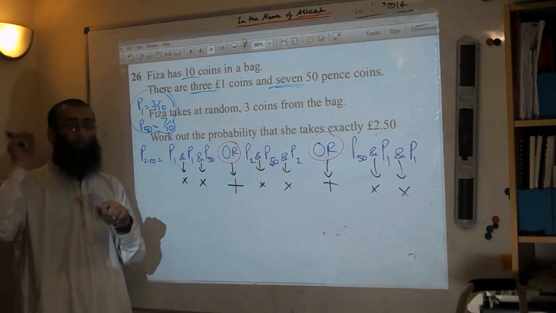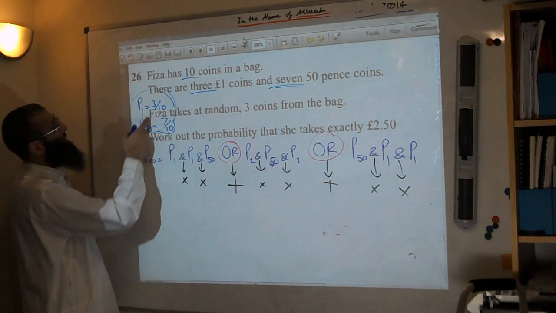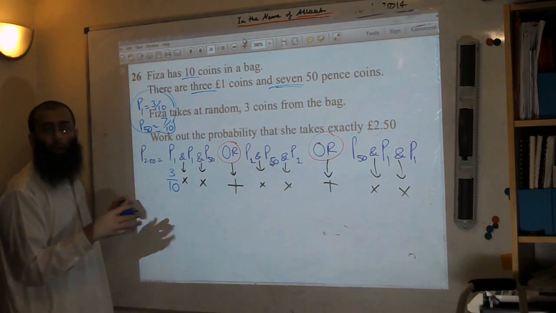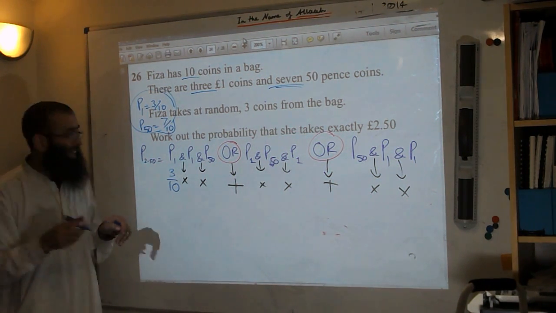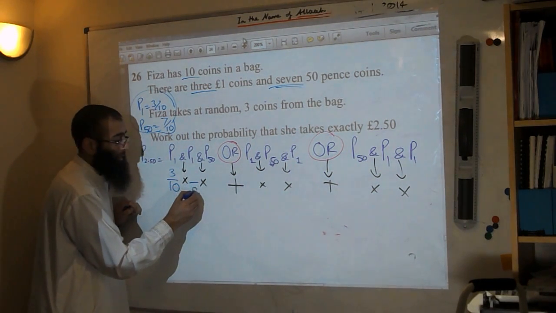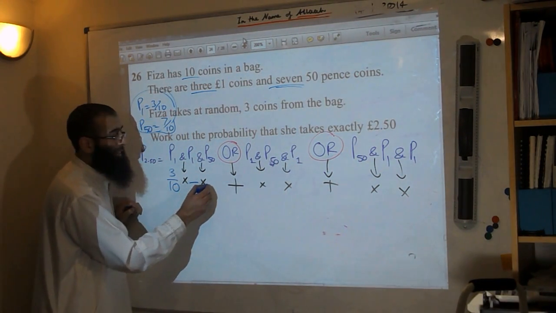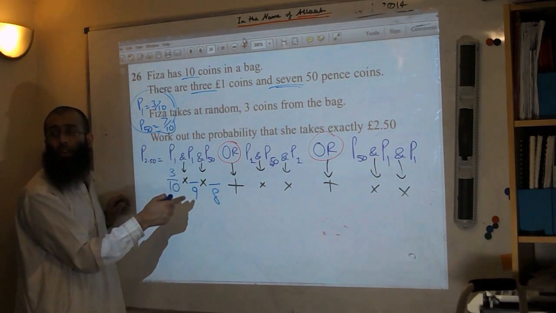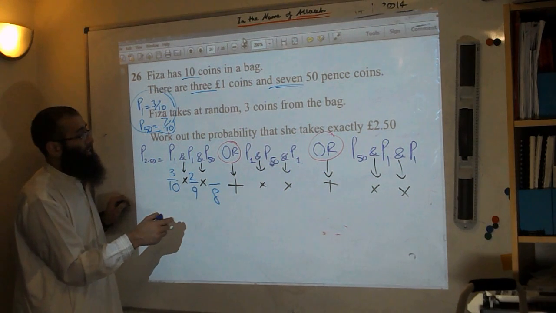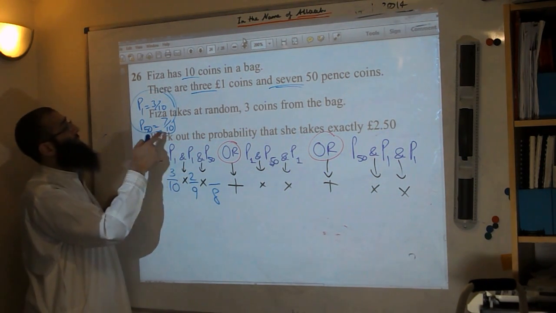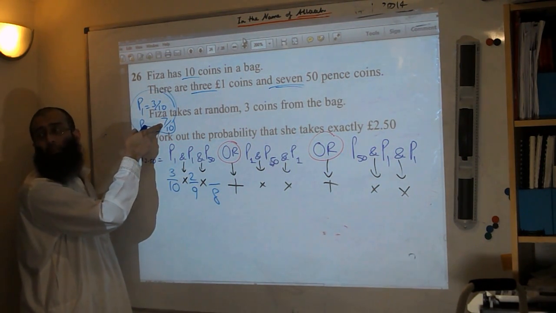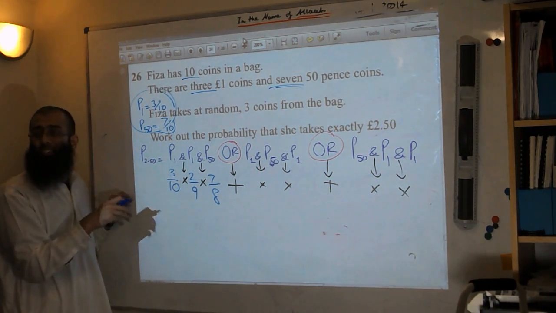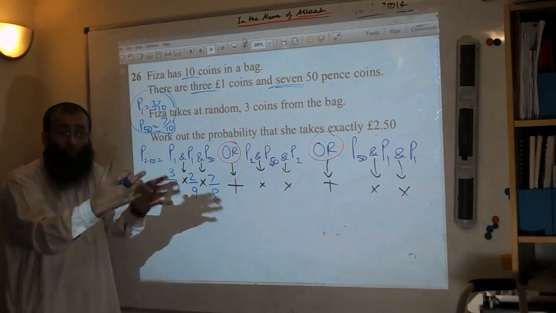So the probability of getting the first one, £1, is going to be 3 out of 10. Now, once you take that £1 coin out, how many coins do you have now? 9. And when you take another out, how many coins do you have left over? 8. How many £1 coins do you have left over now? 2. And how many 50p's do you have? 7, because you haven't taken that yet. So the bottom numbers change. You've taken them out, so you have less number left behind.